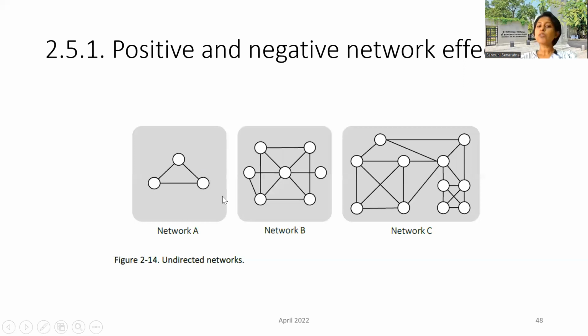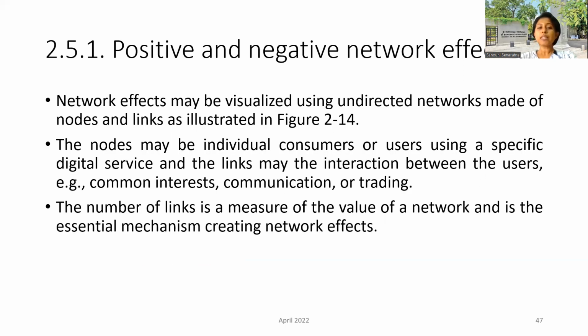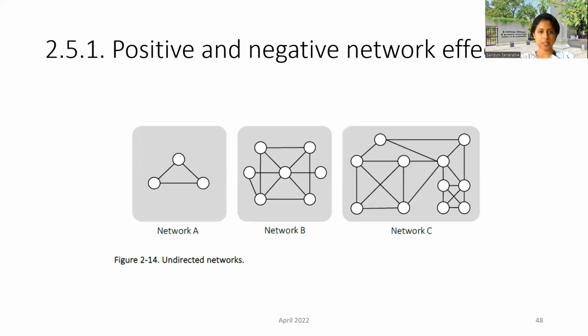So can you also observe that these networks are undirected? They are not directed to any side, right? So these network effects we can visualize using this kind of undirected networks, which are comprising of nodes and links. Then the nodes may be individual consumers or users using a specific digital service, right? So these circles may represent individual users in this network who are consuming the services offered by this network.